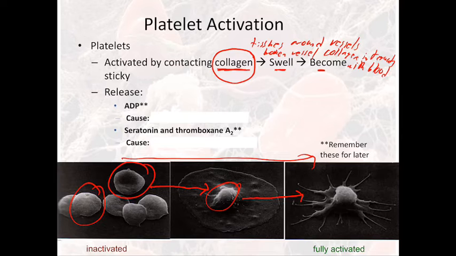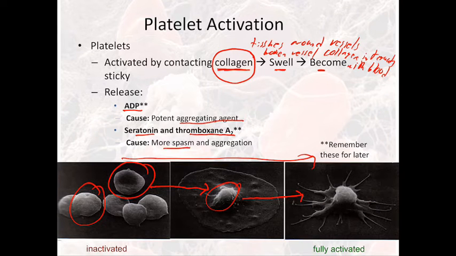And so when they become activated, they start releasing a couple of chemicals. They release something called ADP. You guys know that, adenosine diphosphate instead of triphosphate. Okay, that's a potent aggregating agent. It causes all the platelets to aggregate in that one area. They also release serotonin and thromboxane A2. Both of these cause lots of spasm as well as more platelet aggregation. We're going to come back to all three of these later when it comes to blood clotting drugs.